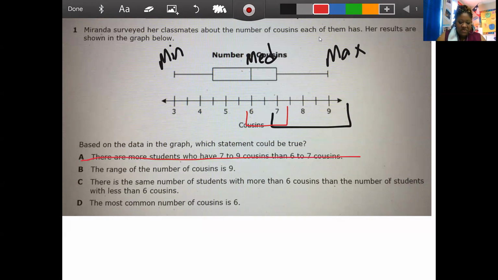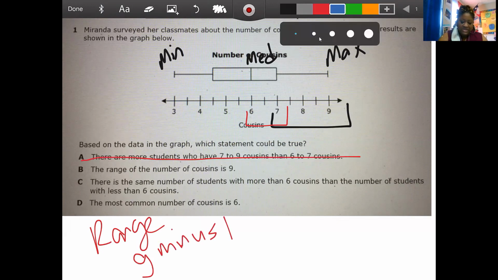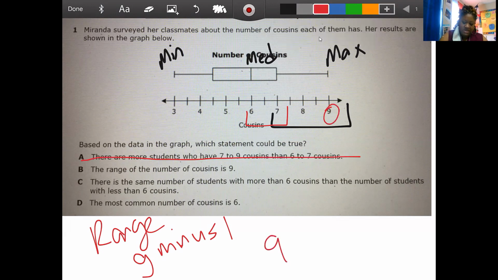The range of the number of cousins is 9. So remember, range is the greatest minus the least. So the greatest number is 9. That's your max. And 3 is your minimum, the least. So that's 6. So the range of the number is not 9, so it's not B.